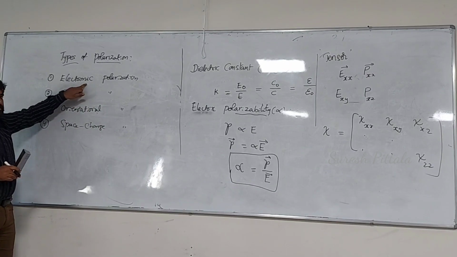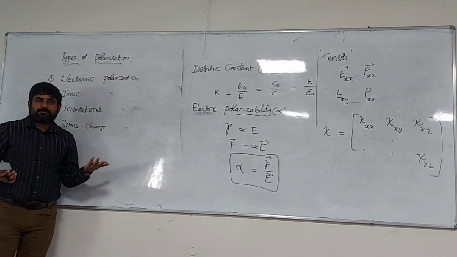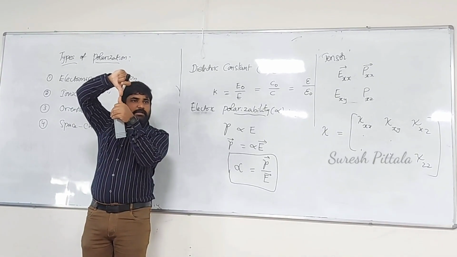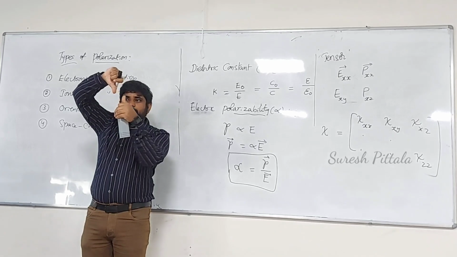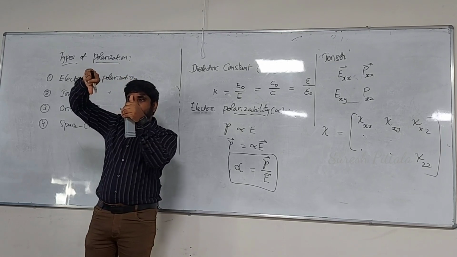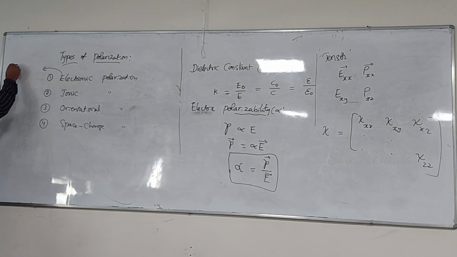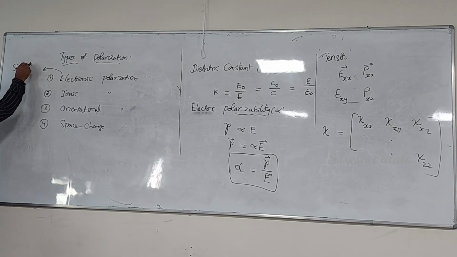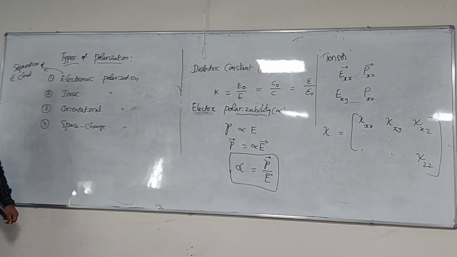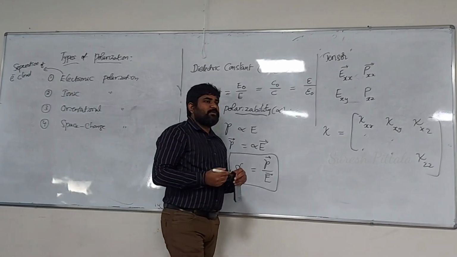Electronic polarization is the polarization due to the separation of the electron cloud. In an atom, the positive and negative centers of gravity are at the same point. By applying the electric field, you are separating them. So due to the separation of the electron cloud from its nucleus, polarization happens. That is called electronic polarization. Simple.